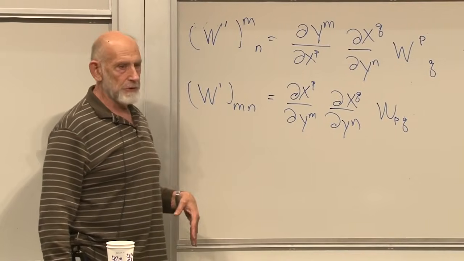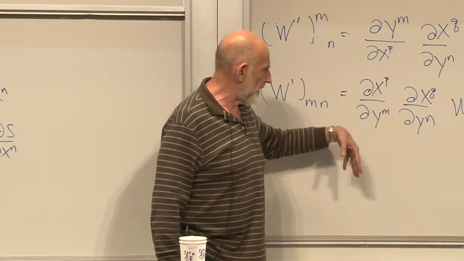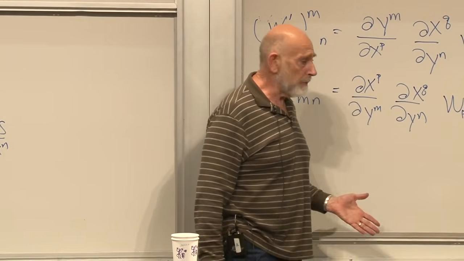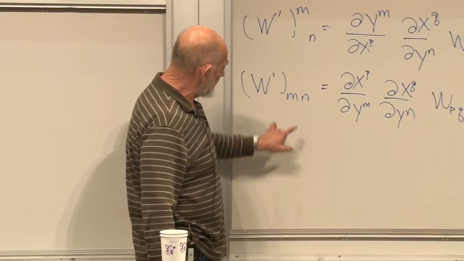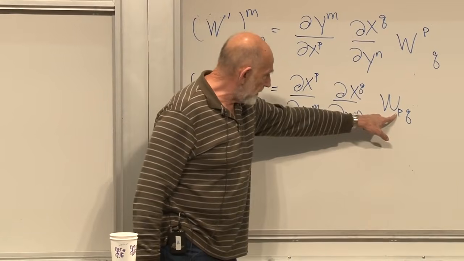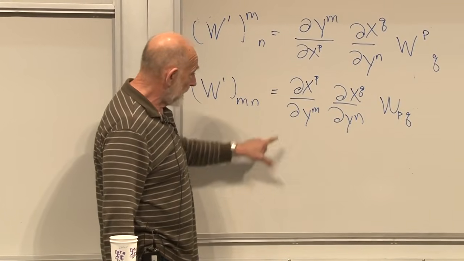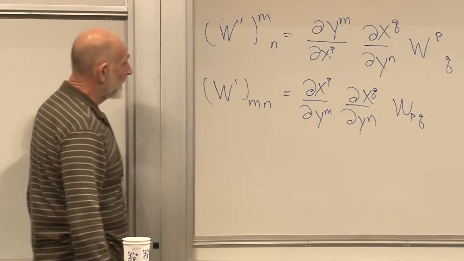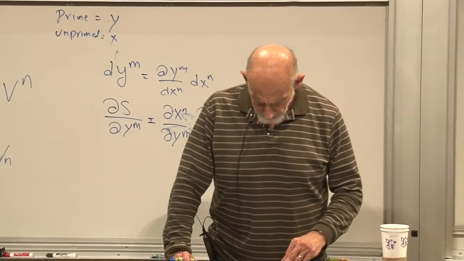And the general pattern is the same. For every index, you do the same thing, either a dy by dx or a dx by dy, and you sum over repeated indices. M and n are not repeated indices. They're on this side, and they also appear on this side, but p and q are repeated. So this is a double sum over p and q because p and q are repeated. All right, this is the basic notational device.